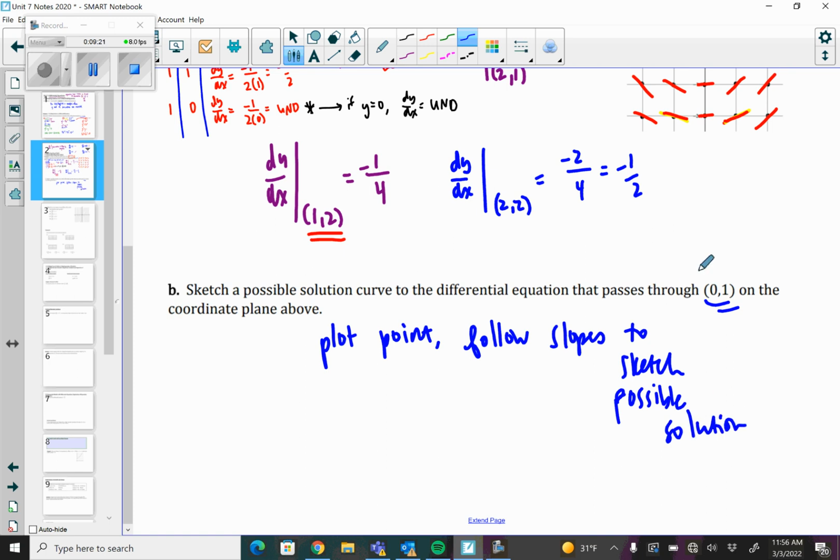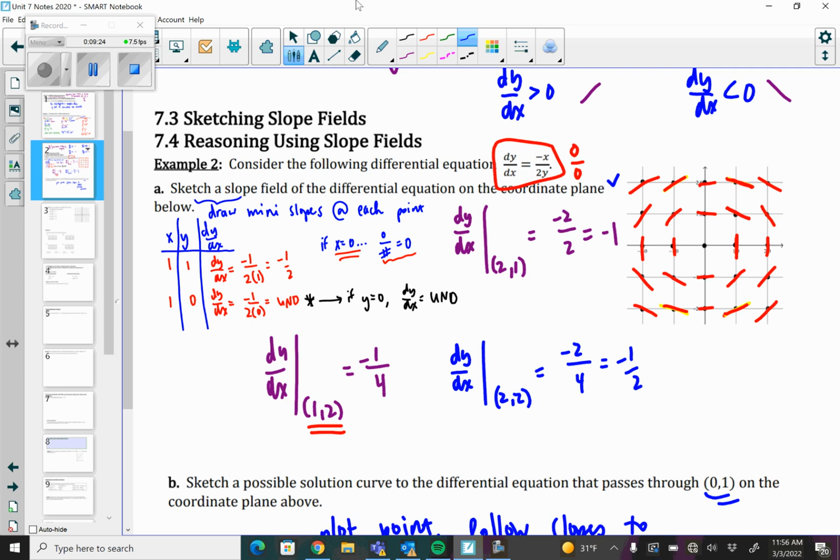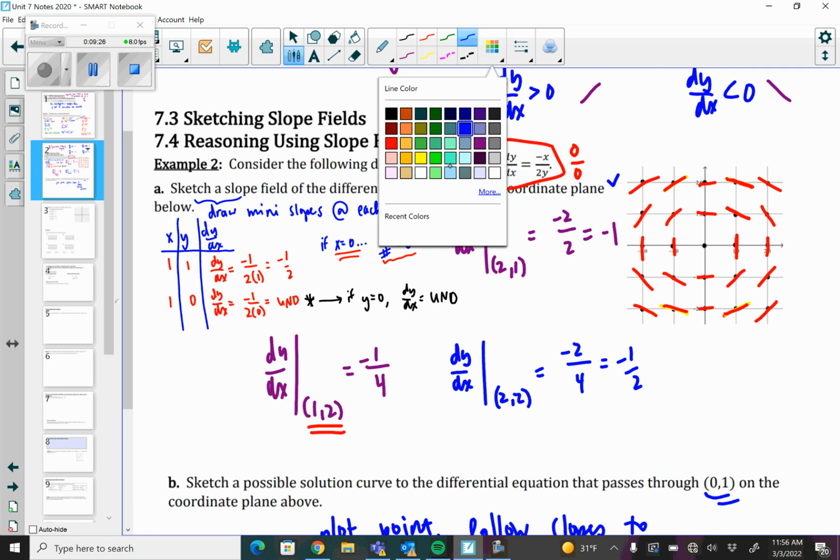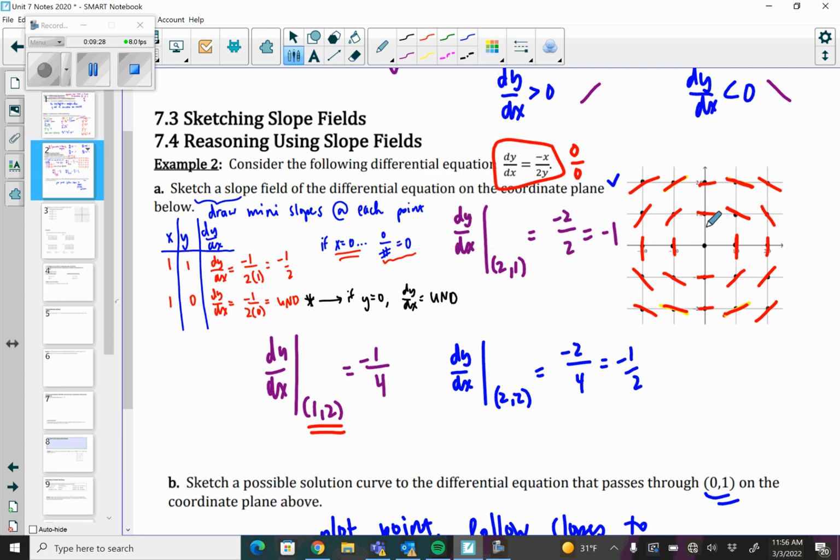So let's start by plotting the point (0, 1). (0, 1) would be right here. At (0, 1), the slope is 0. And then we kind of follow along these slopes right here.